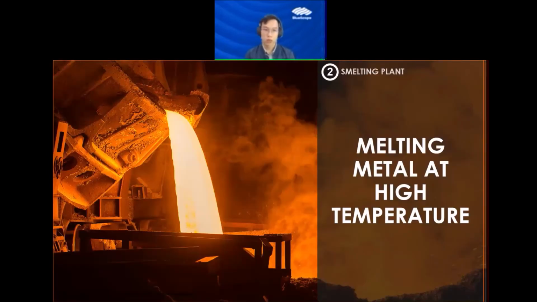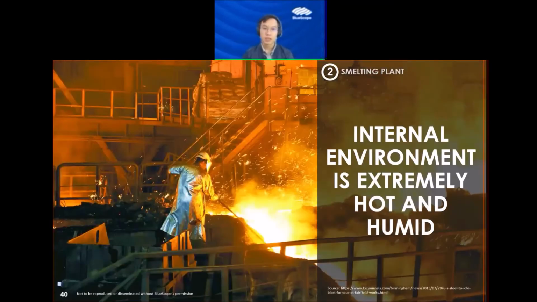So just to give you an idea, or just a straightforward description of a smelting plant, it is to melt the metal at high temperature. Okay, so for example, melting steel, you need well over 1,000 degrees Celsius to actually melt steel, right? And some other metals could have a lower temperature, but most often it is well over 500 degrees Celsius. And this hence creates an internal environment that is extremely hot and humid, right?